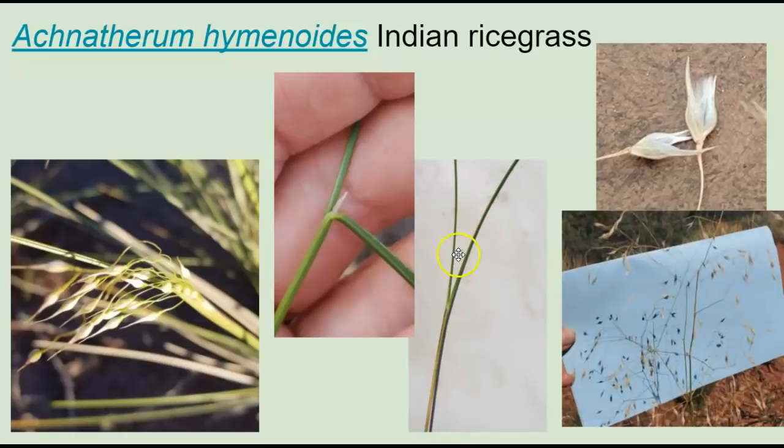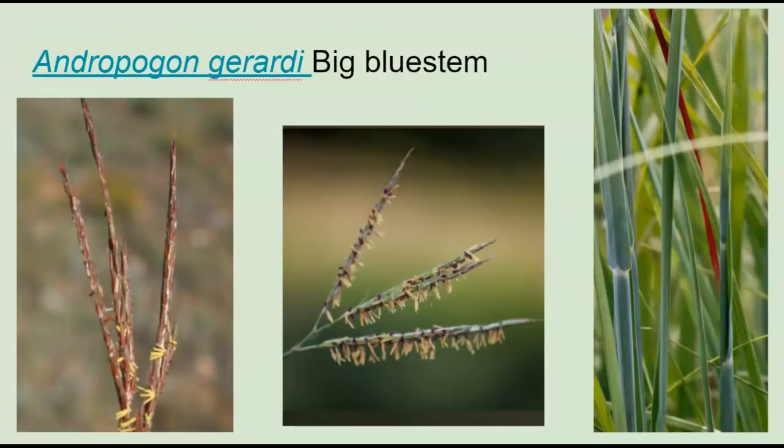Now notice here that the blade is gently sloping from the node, and that there is a papery ligule inside of this junction between the blade and the stem. So that's Indian ricegrass. Now let's look at big bluestem, Andropogon gerardii. This is going to be the tallest grass in your landscape. Irrigation might alter that to some extent.